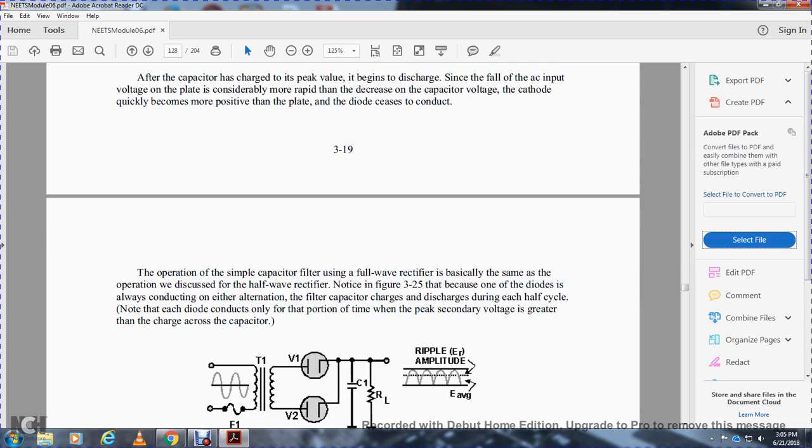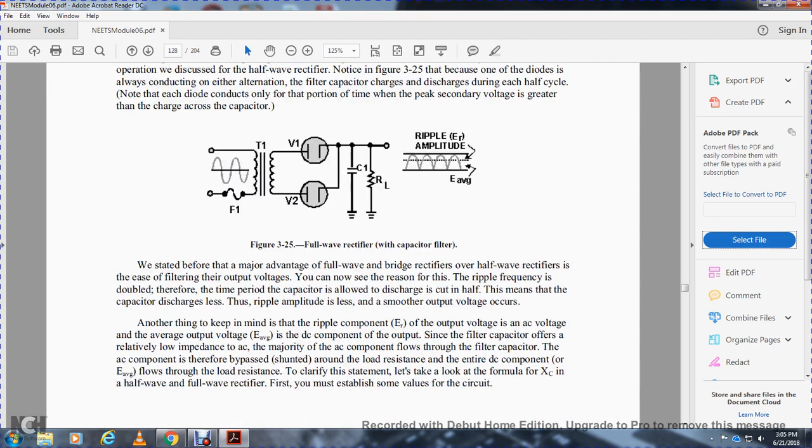The operation of the simple capacitor filter with the full-wave rectifier is basically the same as with the half-wave rectifier. With the diodes alternately conducting, the capacitor is charged and discharged each half cycle. Note that each diode conducts for only a portion of the time, when the peak secondary voltage is greater than the charge across the capacitor.